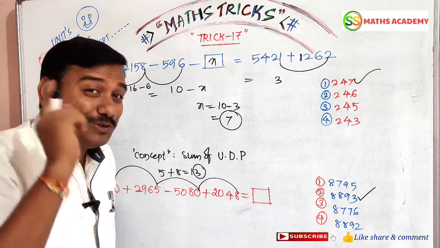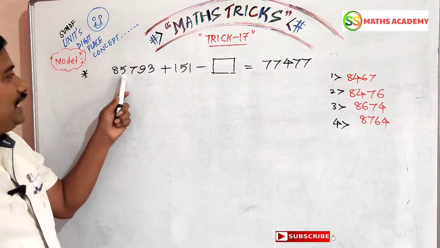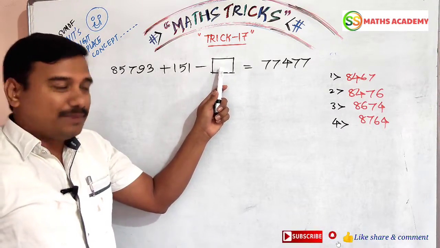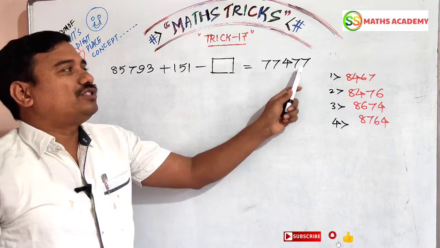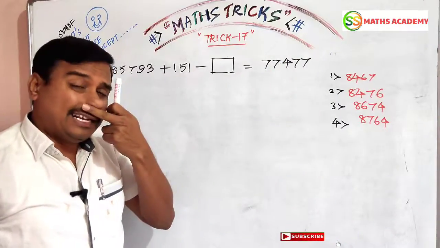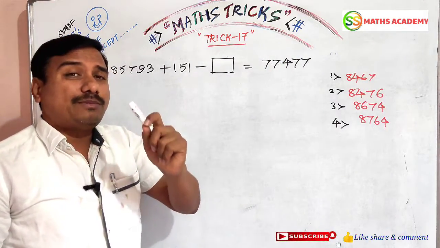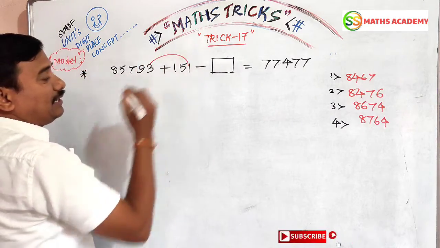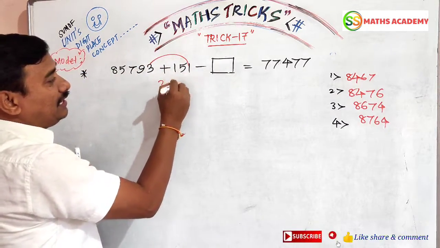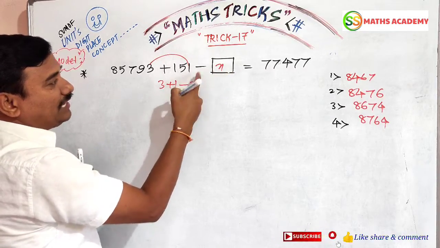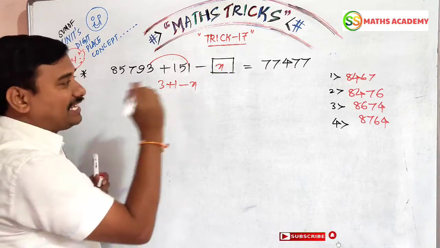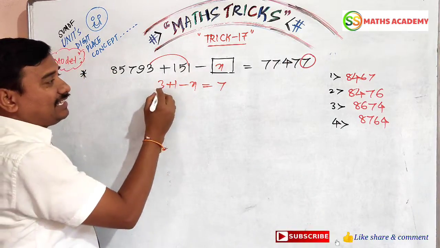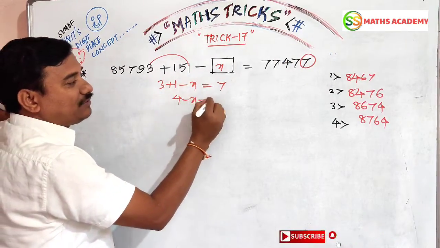Now let us see one more good question. 85,793 plus 151 minus an unknown number equals 77,471. These are your options. Here also we should follow the sum of unit digits concept. What are the unit digits, dear friends? 3 plus 1. Here, anything that is not there means we have to take, before minus, write the minus as it is. Now here the unit digit is 7. Right? 3 plus 1, 4 minus x equals 7.